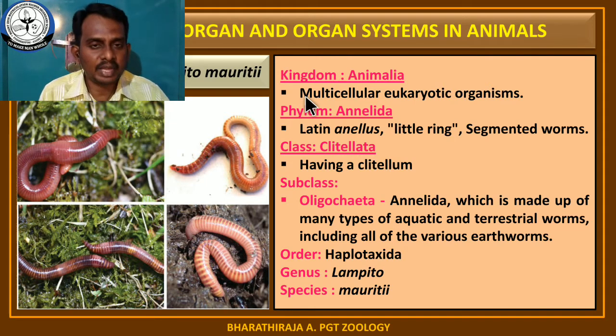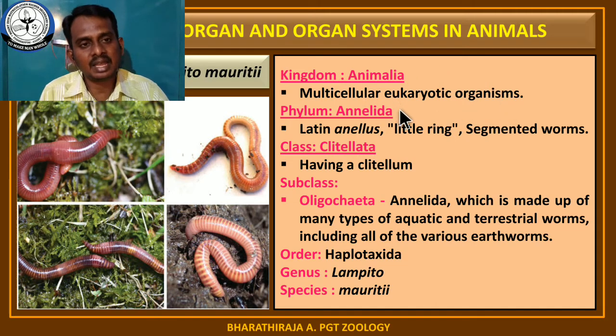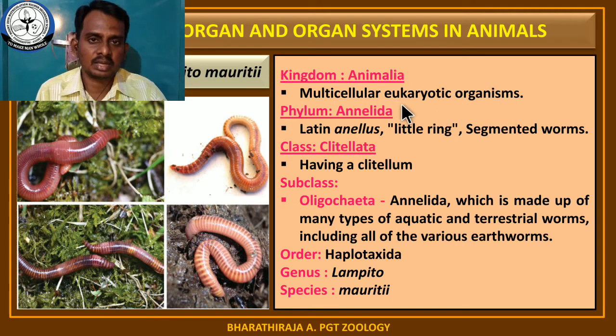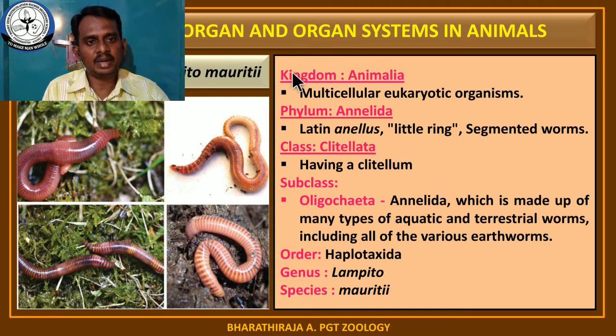What is meant by eukaryotic? Eu means true, and karyo means nucleus or chromosome. These organisms have cells that have a true nucleus or a true chromosome. The genetic material is surrounded by the nuclear membrane; that is called a eukaryotic organism. The body is made up of many cells.